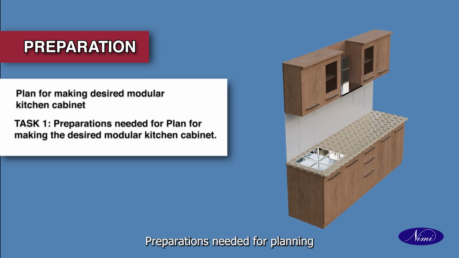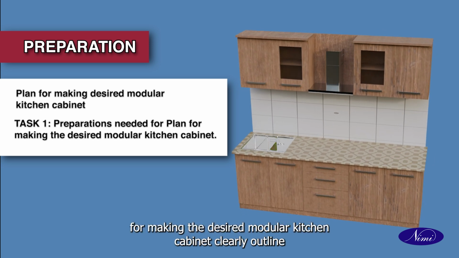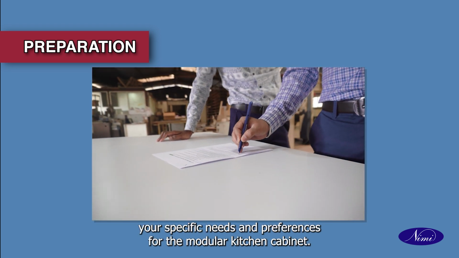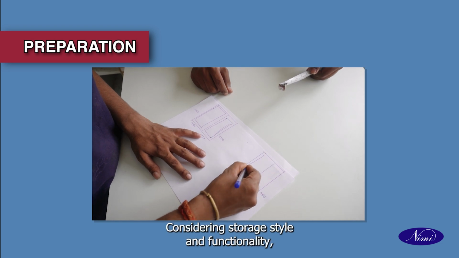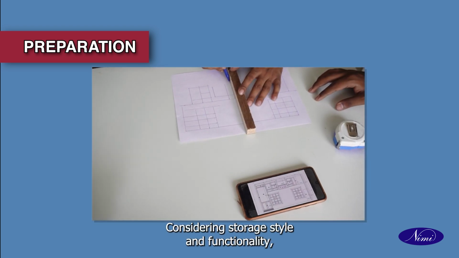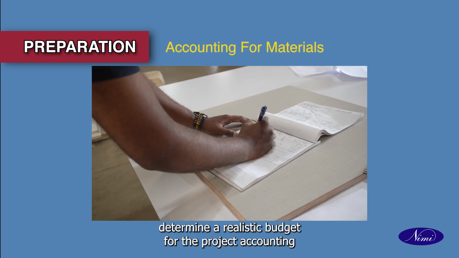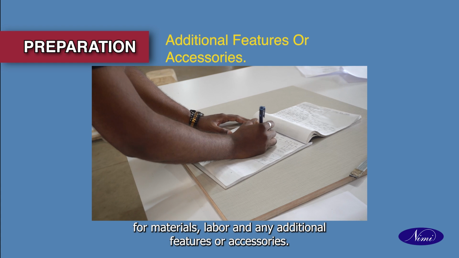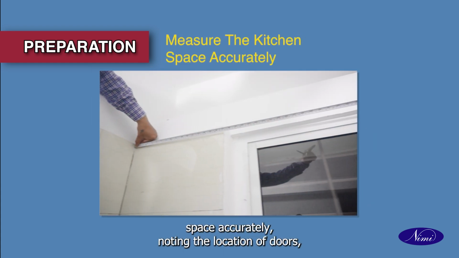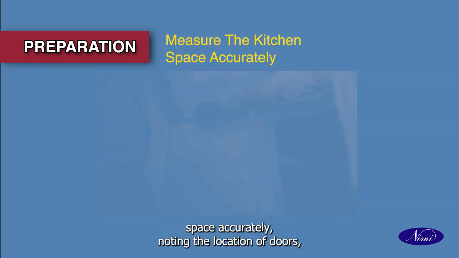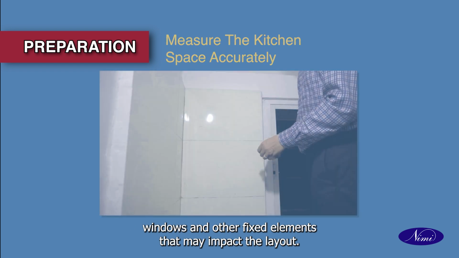Task 1. Preparations needed for plan for making the desired modular kitchen cabinet. Clearly outline your specific needs and preferences for the modular kitchen cabinet, considering storage, style, and functionality. Determine a realistic budget for the project, accounting for materials, labor, and any additional features or accessories. Measure the kitchen space accurately, noting the location of doors, windows, and other fixed elements that may impact the layout.